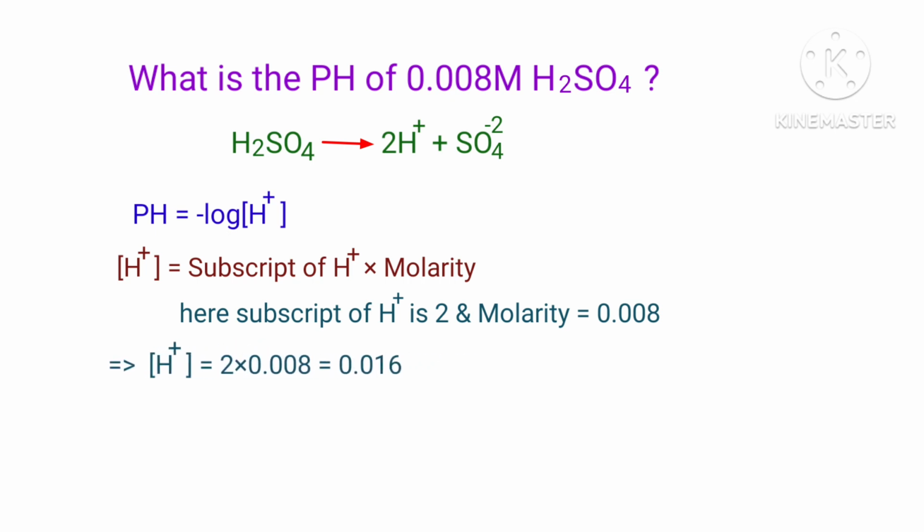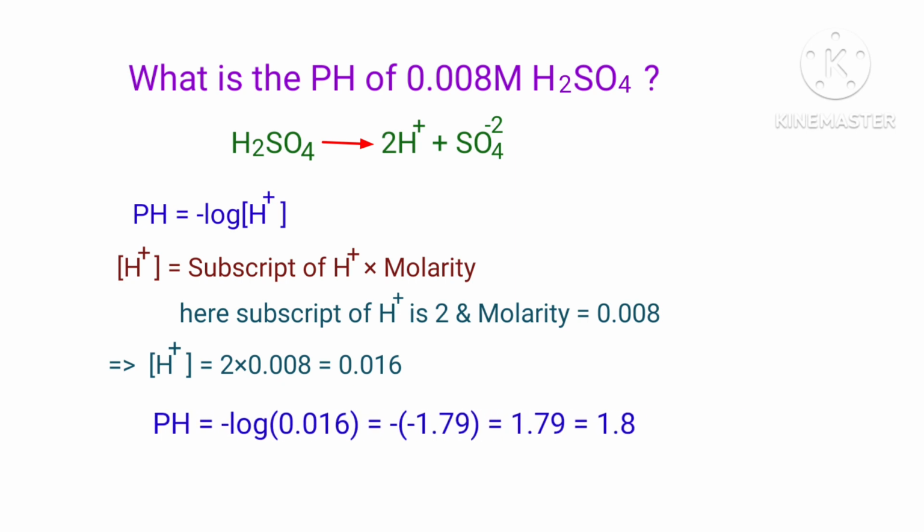So the concentration of H+ is equal to 2 times 0.008, that equals 0.016. So pH is equal to minus log of 0.016, that equals minus of minus 1.79, that equals 1.79, that equals 1.8. So pH is equal to 1.8.